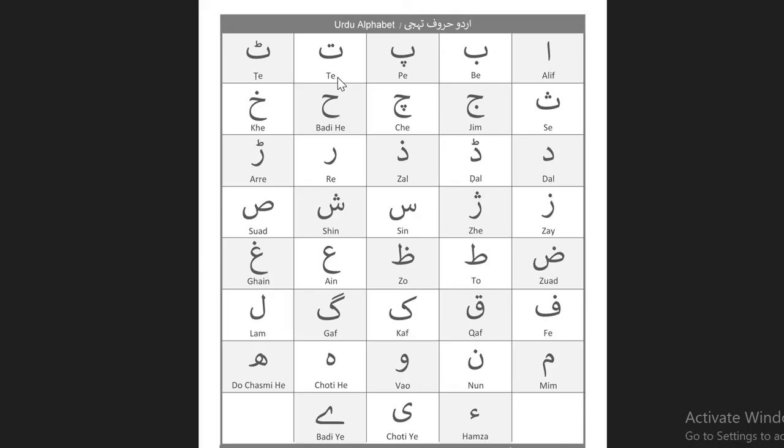These two look alike because they say T here and T there, but this T is kind of softer, so it's Te, versus this T which is kind of harsher, so it's Te. Then Se, Jeen, Che. Badi hai, Khe.